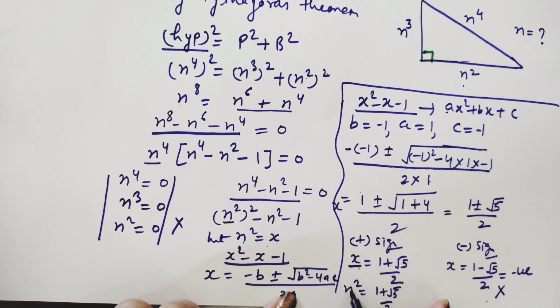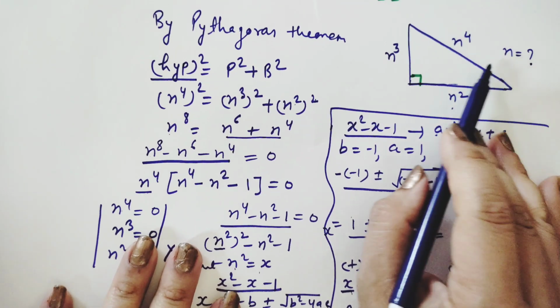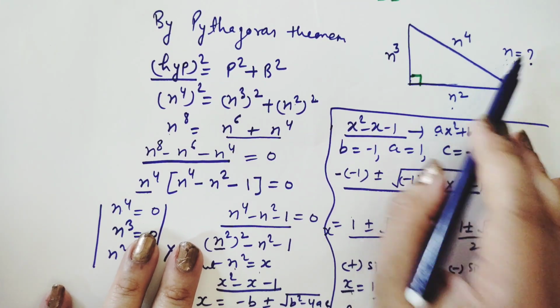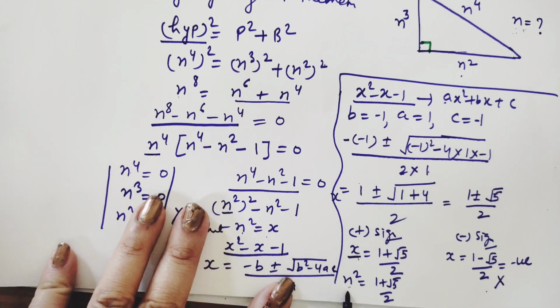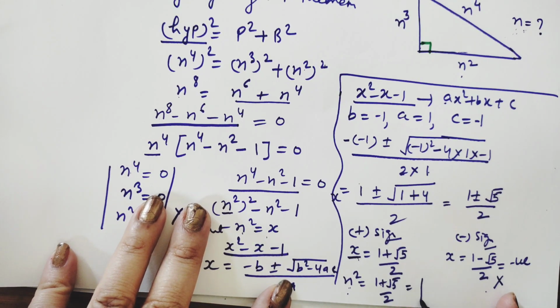So we will put the value of x as n square. Now we need to find the n value. Do not forget the question. Previously I wrote it here, and we will find the value of n. How to find this n value? The square goes to the other side and becomes a square root. So n equals the square root of 1 plus root 5 by 2.